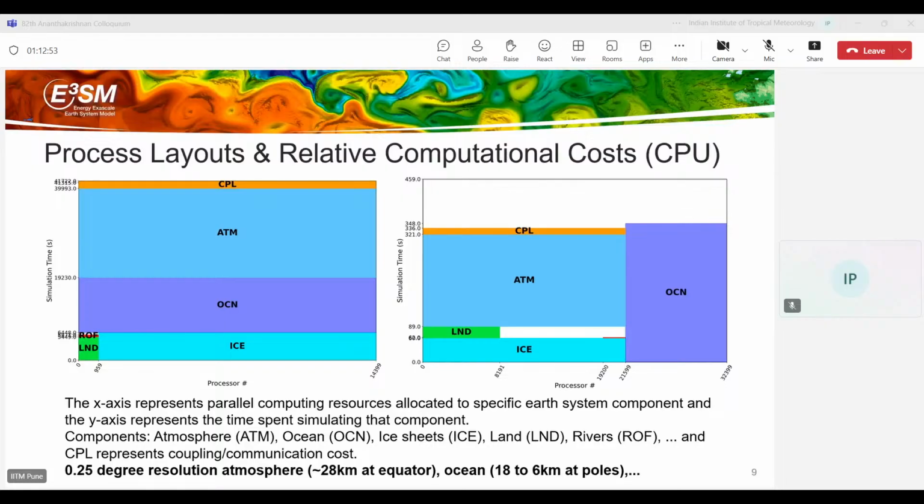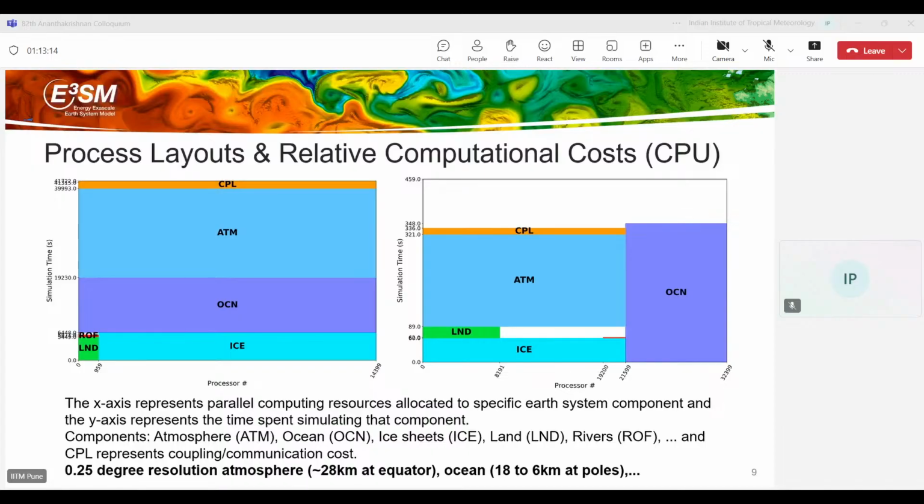And Sarat, this is what resolution? Again? This one, the computational cost is what resolution? 25 kilometer? It is CPU. Yes. So 25 kilometers. Roughly. So as you go up, the atmosphere becomes a lot more expensive. So at 3.25, this component kind of.